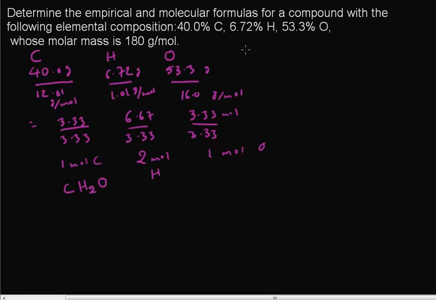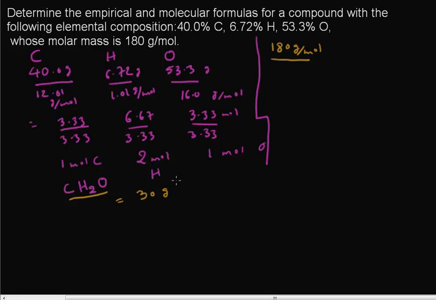Now the next step is to calculate the molecular formula. Now here it gets interesting. Excuse my straight line. Let me use a different color here. To calculate the molecular formula, I first divide the given molar mass, which is 180 gram per mole, by the empirical formula weight. The empirical formula weight of CH2O is about, let's say, 30 grams.